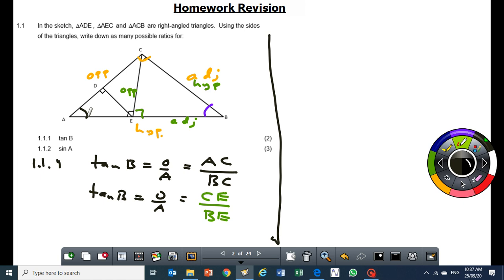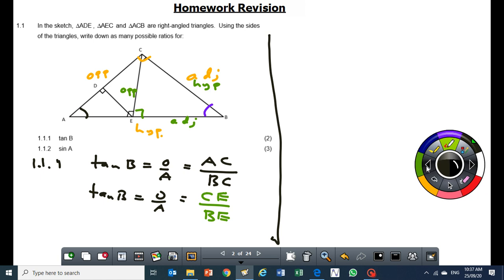Alright, so if I start with the smaller one, ADE, over AE, this is your reference angle, that becomes the opposite side. This is the 90-degree angle, so that will be the hypotenuse, and that becomes the adjacent. So sine A, which is equal to opposite over hypotenuse, is going to be equal to DE over AE. Okay, so that's the first one.